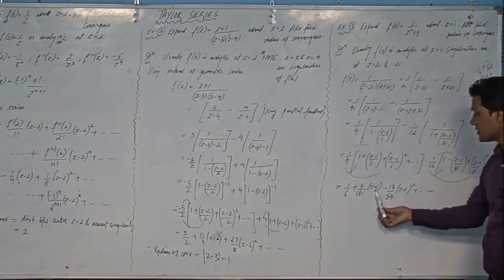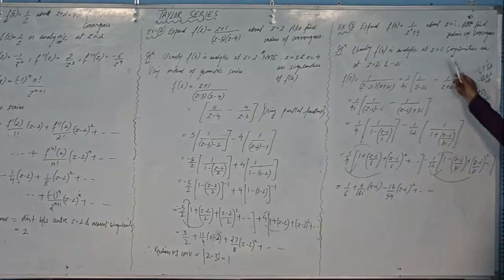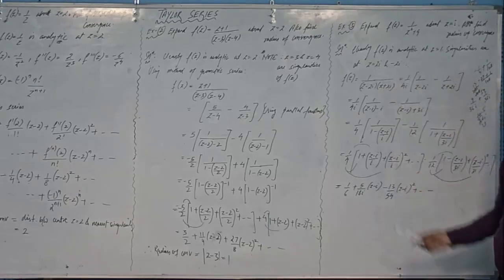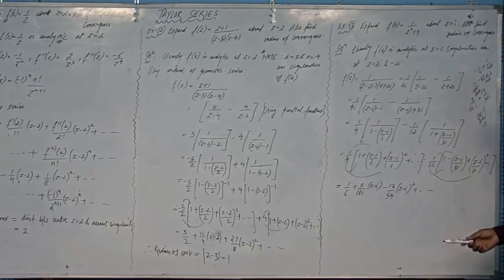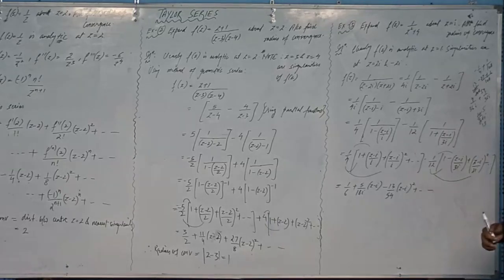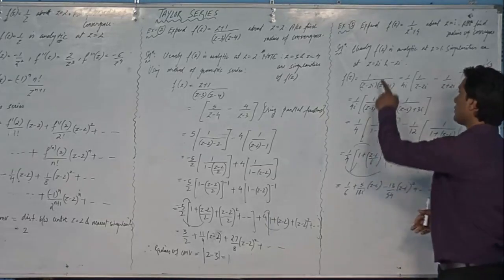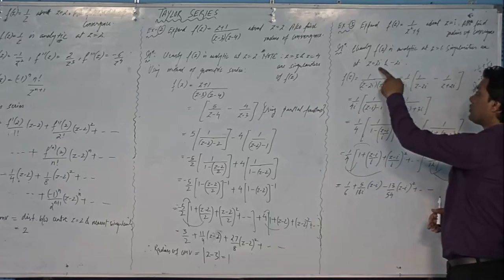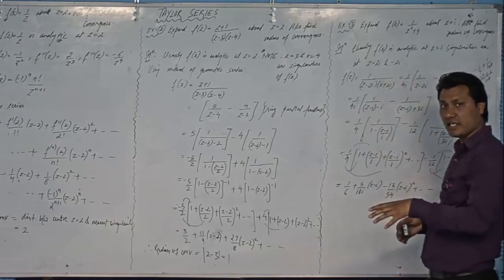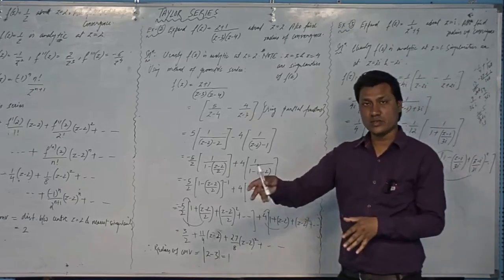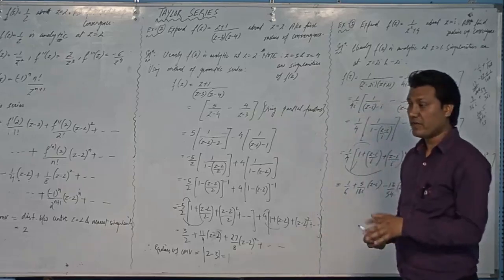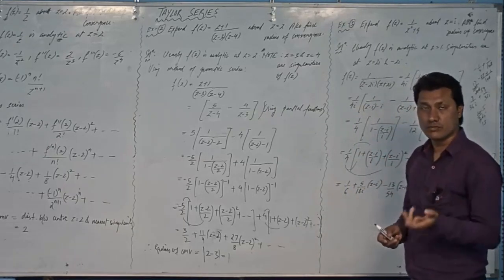The center of the series is iota, and the singularities are at 2 iota and minus 2 iota, right? So if you compare the distance of your center from these two singularities, the nearest one will be 2 iota, because you are standing at iota, right? So 2 iota will be at a unit distance from iota, while minus 2 iota will be at a distance of 3 units from it, right?